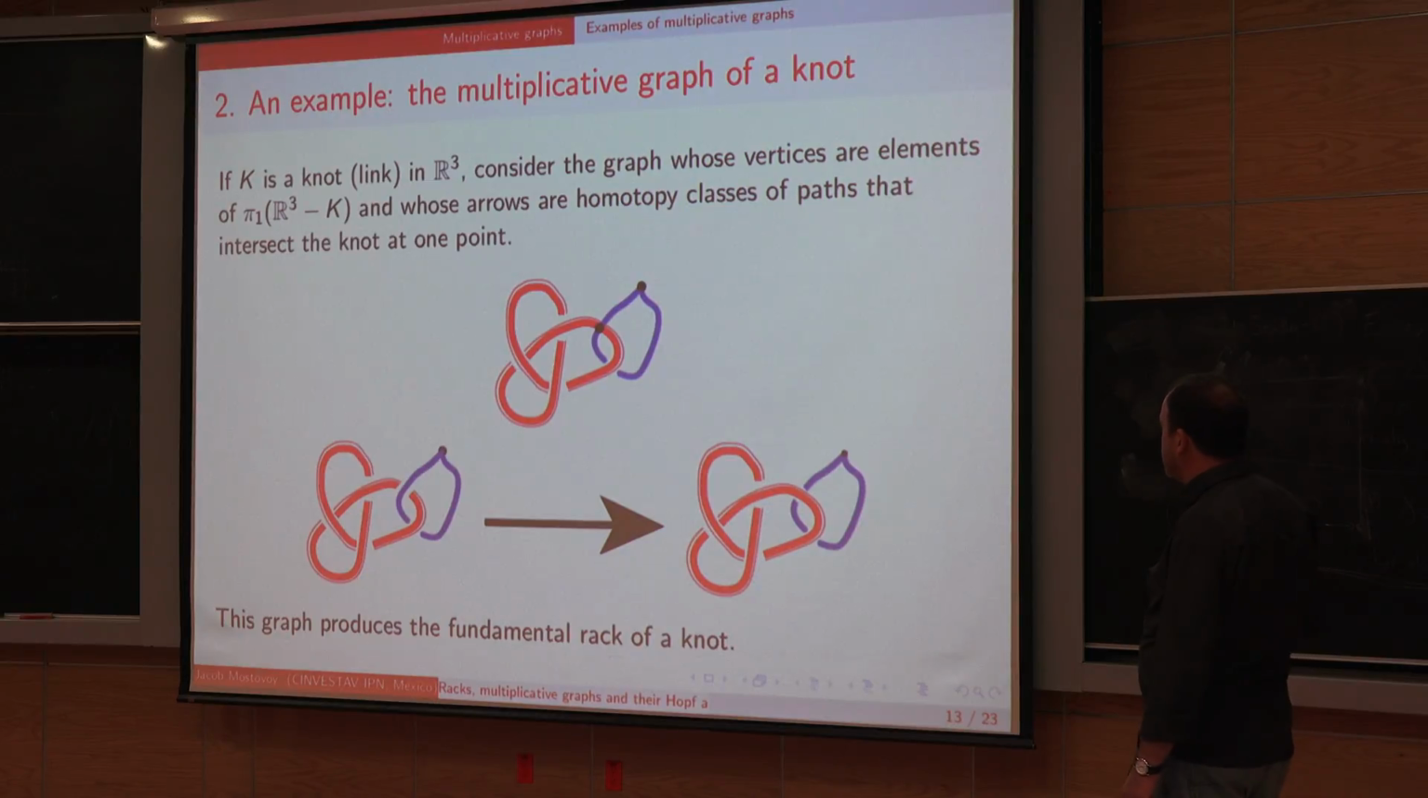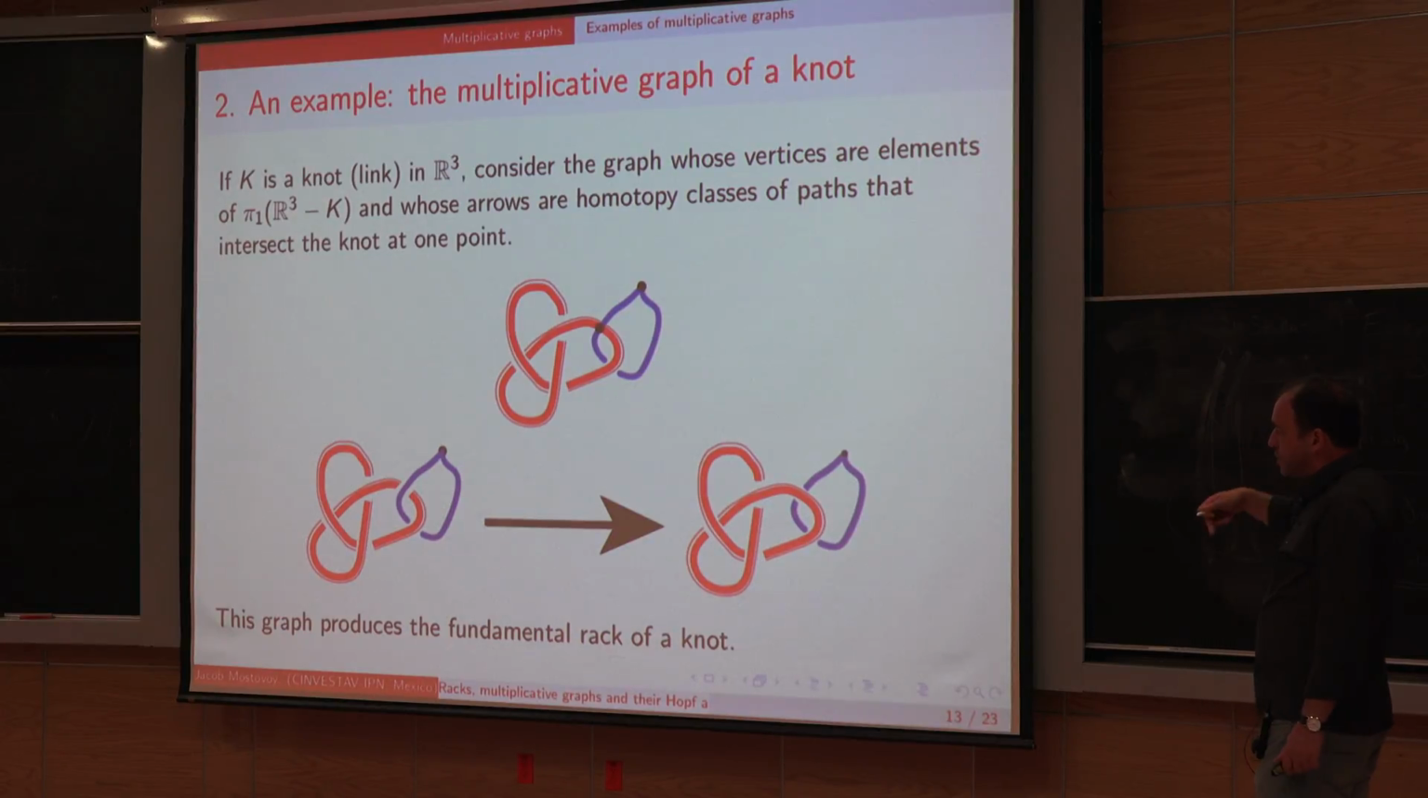So the vertices of the graph that corresponds to a node are just elements of the fundamental group, right? The vertices should form a group. This is reasonable. And an arrow from this element to this element consists just of one crossing. So instead of paths that start at some point and finish on the node, we just have some sort of transformations as the arrows. We just cross the node once.